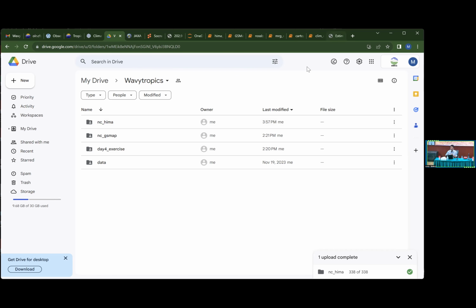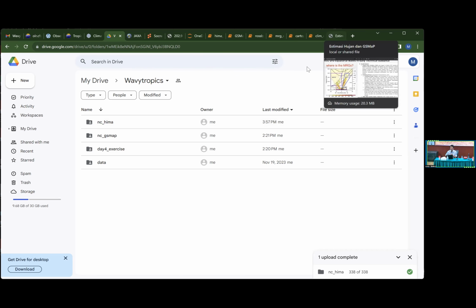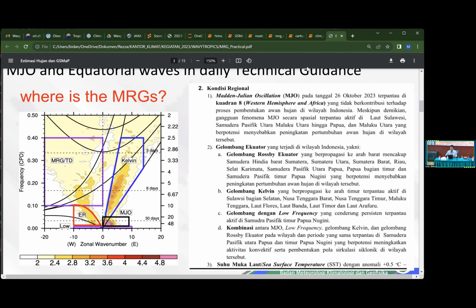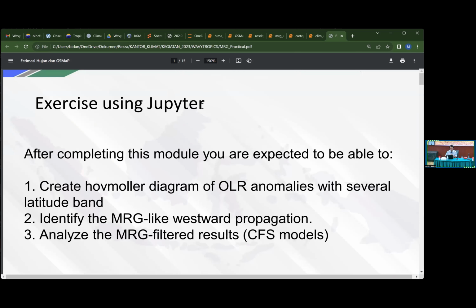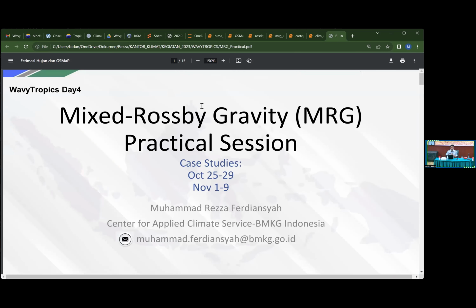Okay, so let me start. First of all, let me introduce myself. I'm Rezza. I'm staff now at the Center for Applied Climate Service, BMKG Indonesia. And before that I was in the Public Weather Service, same as Ida. And I also partly worked as a senior forecaster at that time.